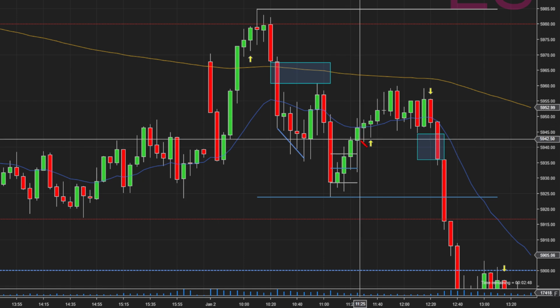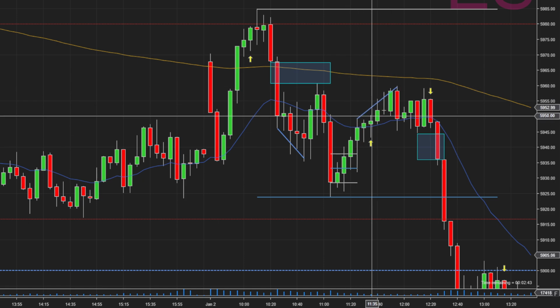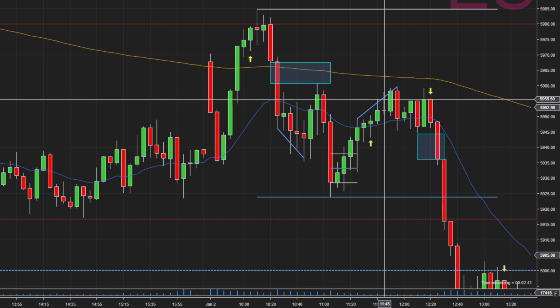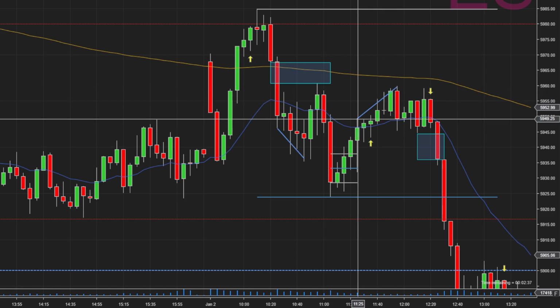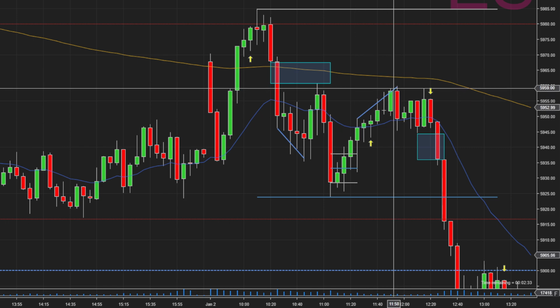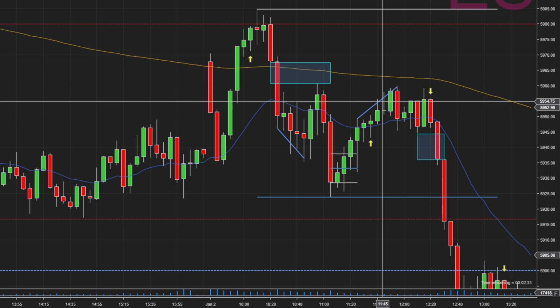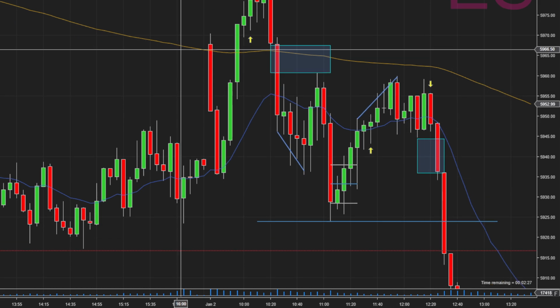I would look at this as the first push, this high here, and then one of these highs would be the second push, and then this is the third push up here. So we have a wedge. It's not the best looking wedge, but it's a reversal pattern. Then we have this lower high double top over here.